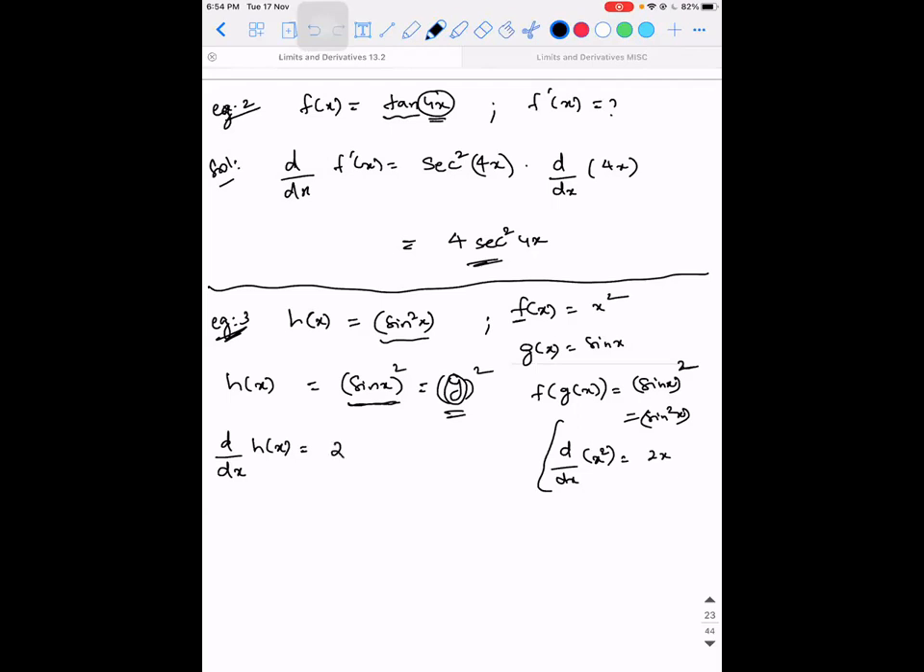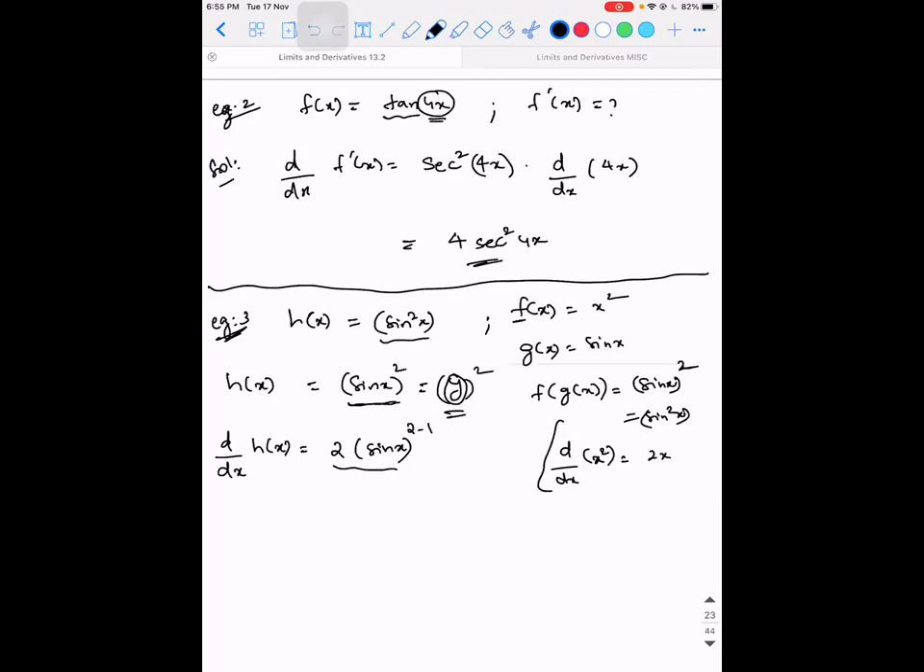If it had been some variable raised to the power 2, how will you differentiate it? 2 times the variable raised to the power 2 minus 1. Which formula did I actually apply? The formula of x power n, which is n x power n minus 1. But in the place of x, you have sin x. So I wrote it as 2 sin x to the power of 2 minus 1.